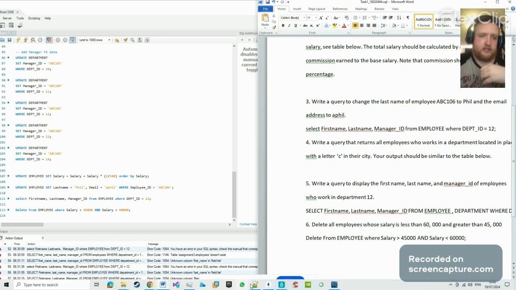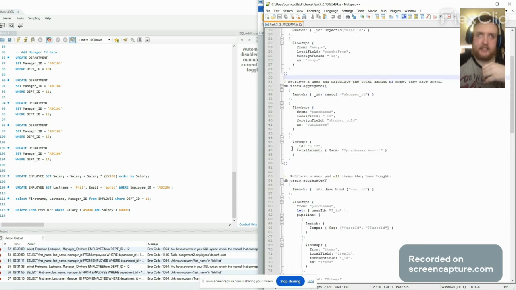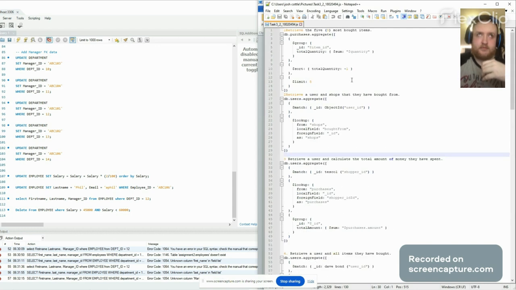Okay. Now I go on to NoSQL. So I'm beginning again. We're trying to retrieve the 5 most bought items, so you bring up here, group them by IDs, and then you bring the total quantity of what's being bought, sorting it by the highest being bought, and limit it to the top 5 items. If you put 1, it'd be the top 1, 2, the top 2.